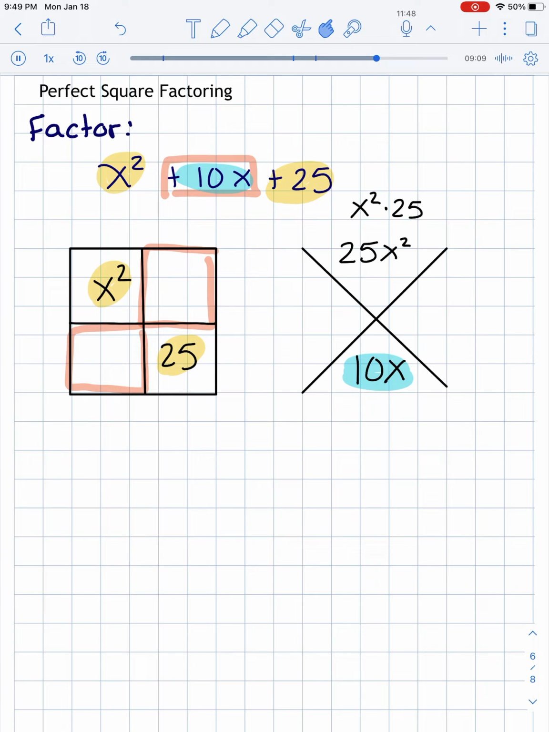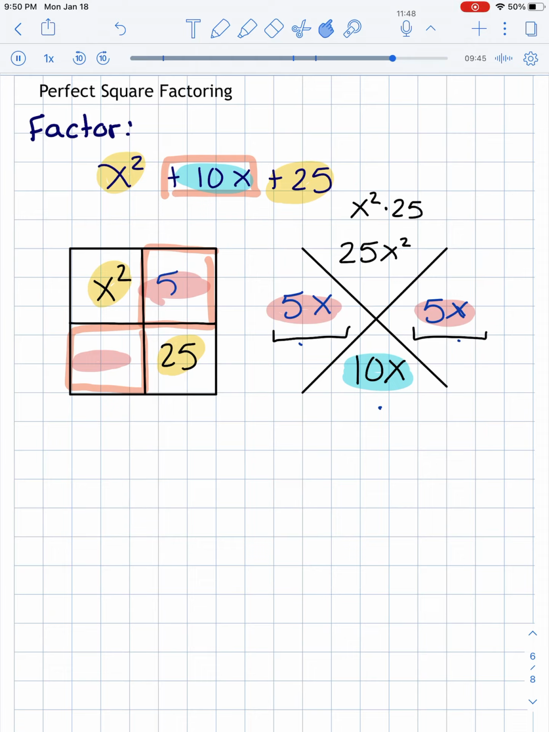Now, as I sit here and I ask myself, what are my two missing pieces that I fill in? I think of, hey, what about 5x? Well, 5x times 5x does equal 25x squared. And 5x plus 5x equals 10x. We're good. So I'm going to fill those two terms into the missing parts of my area model, my 5x and 5x.